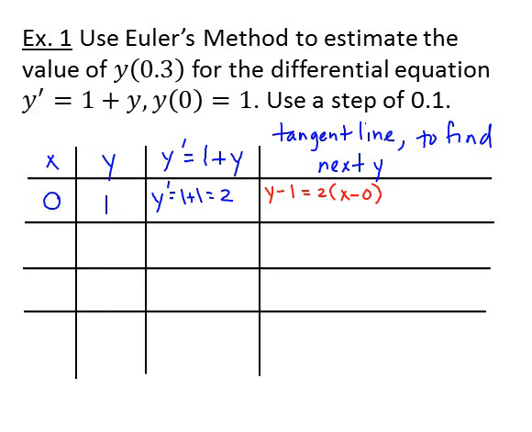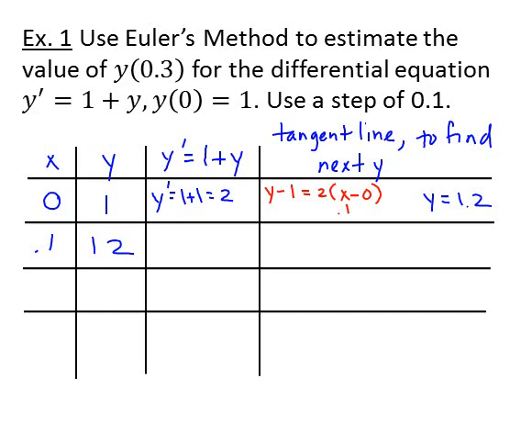Then write an equation for the line that passes through the point (0, 1) and has slope 2. This segment has to end at x equals 0.1 because of the step. Plug in 0.1 for x to find the endpoint of the segment. So the endpoint of the first segment is (0.1, 1.2). Write this in the next row because it begins our next segment.